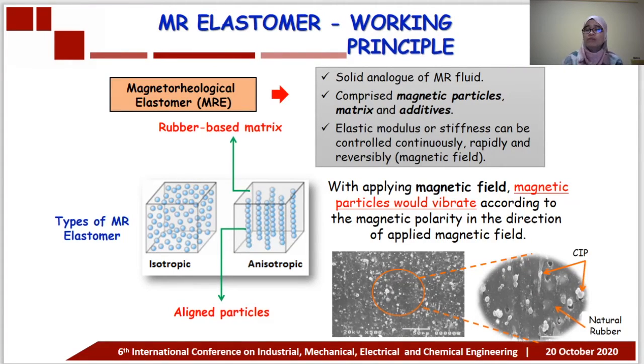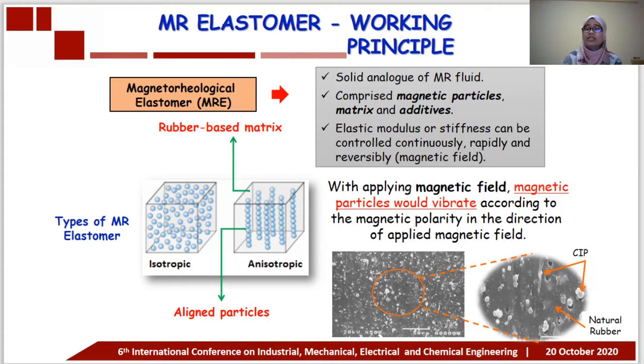Next MR group is MR elastomer, or magnetorheological elastomer. MRE is a solid analog to MRF in which the carrier medium of fluid is replaced by elastomer, composed of magnetic particles that are locked in the rubber-based matrix. There are two types of MRE known as isotropic and anisotropic.